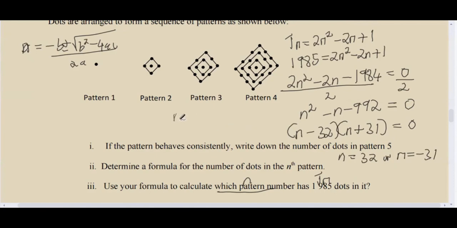But remember, n must always be an element of natural numbers, it cannot be negative, right? Then that means we come here and say n should not be equal to negative 31. So the only true value here is n equals 32, right? So in the 32nd pattern, that's where we're going to have 1,985 dots.